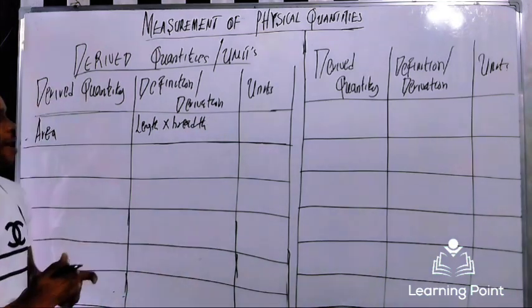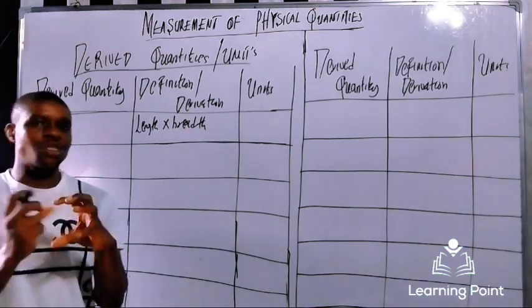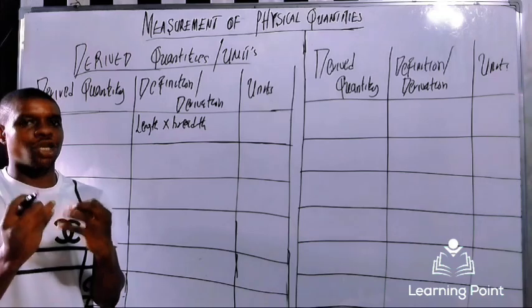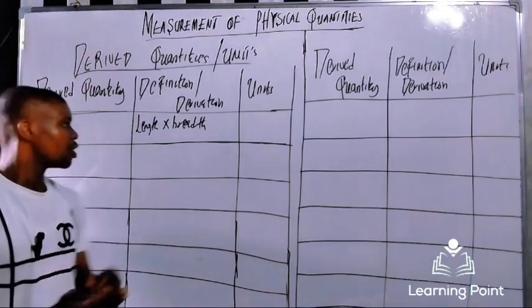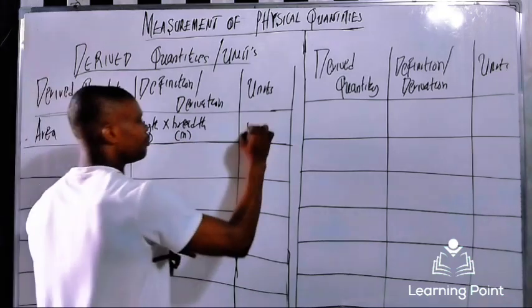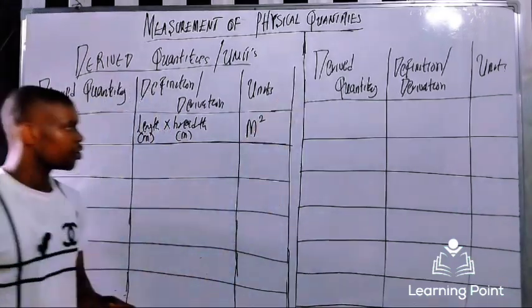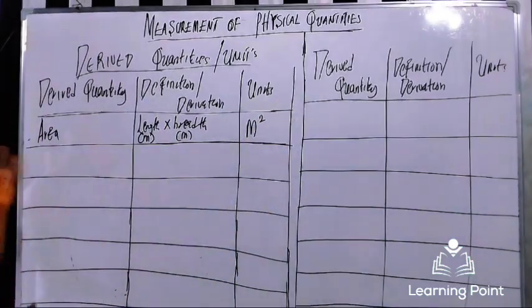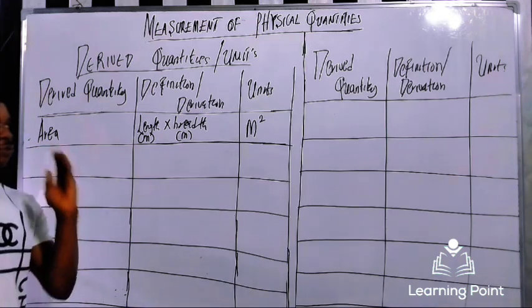Right there. And length and breadth are also like distance. So it's going to be meter times meter. Now this one is meter, this one is meter. So it's going to be meter square. So the first one you want to look at is area. The definition is length times breadth, and the unit is meter square.